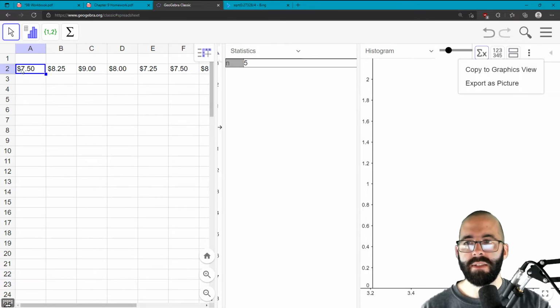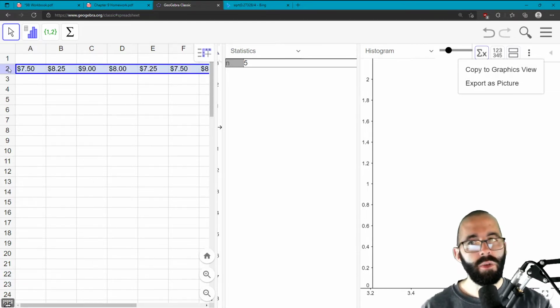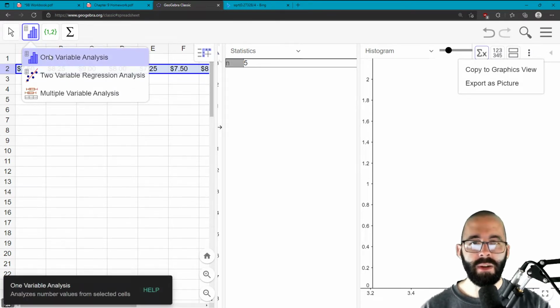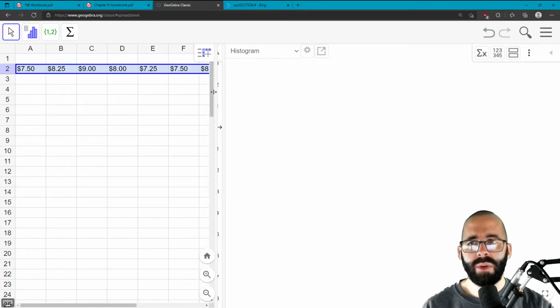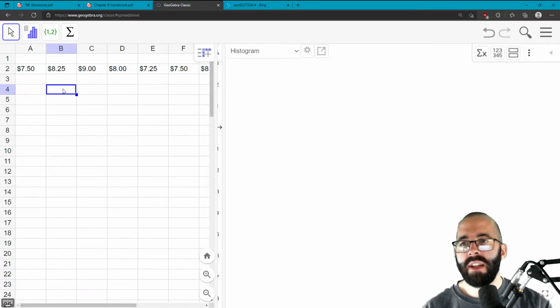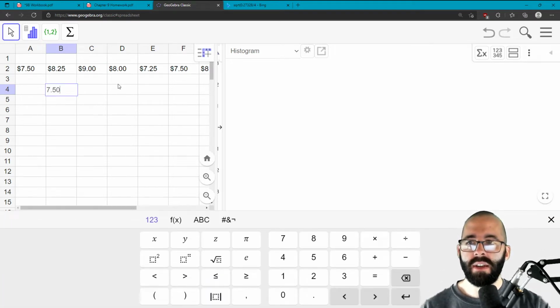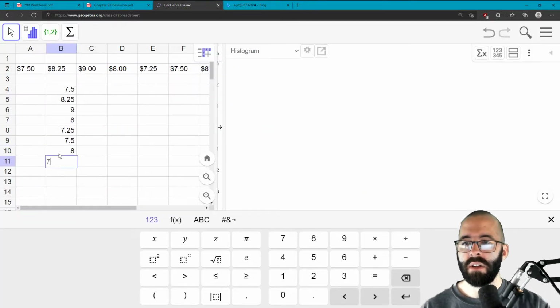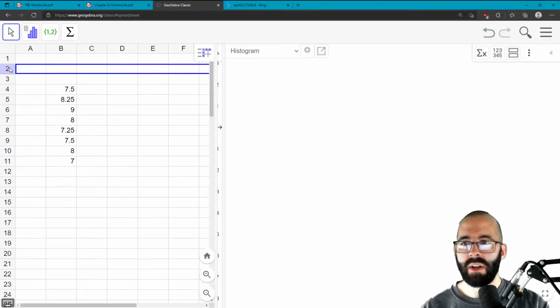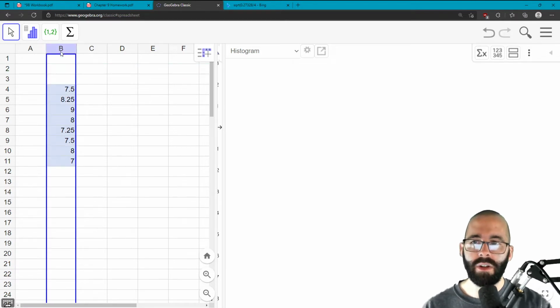Copy and paste. This time, I'm just going to select the whole row since it pasted the data values horizontally. One variable analysis. Nothing happened. So you'll see this every once in a while, okay? If you see that, then just write them down manually. $7.50, $8.25, $9, $8, $7.25, $7.50, $8, and $7. All right, and we'll get rid of this copy pasted data. It's just a weird little bug.